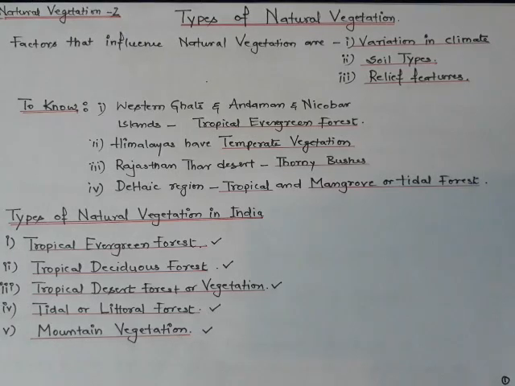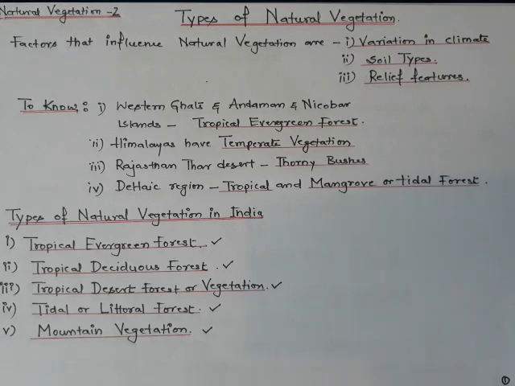Passing on to the next topic, types of natural vegetation. Factors that influence natural vegetation are variation in climate, soil types, and relief feature. Students, please keep in mind these are the three factors that influence natural vegetation and its types. For example, Western Ghats and Andaman Nicobar Islands have tropical evergreen forest. The reason behind this is heavy rainfall.